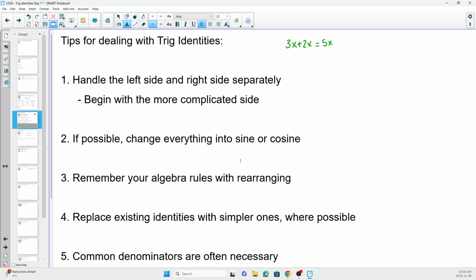So that's it. Those are just some five tips and tricks, but really important. Keep in mind what's on the left, what's on the right. Change everything to sine or cos. Be careful with your algebra, and continue to replace existing identities with easier ones.